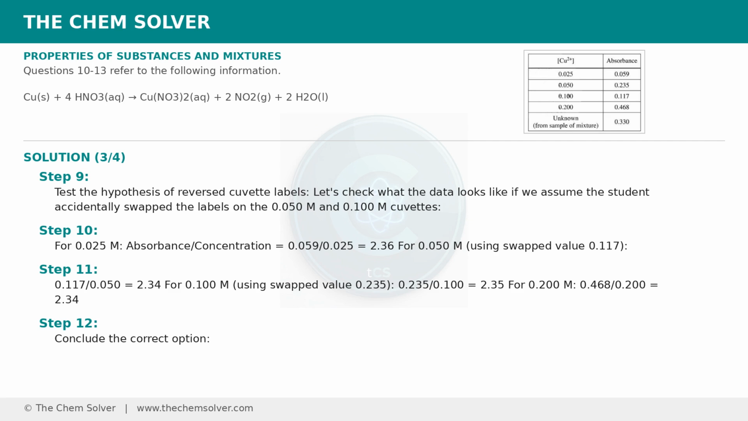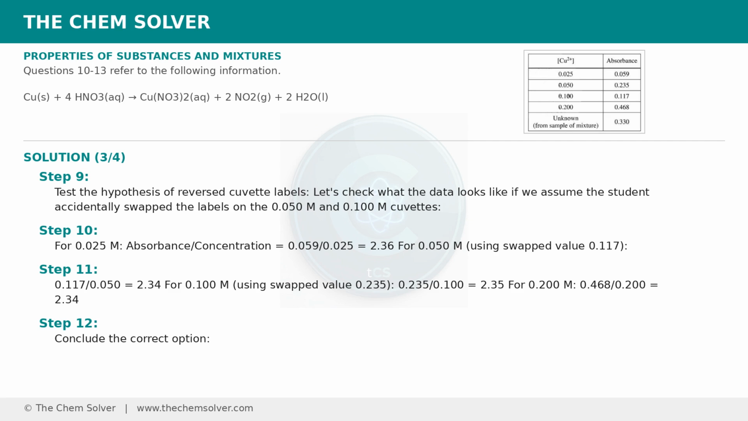For 0.100 molar, using the swapped value, 0.235 over 0.100 is equal to 2.35. For 0.200 molar, 0.468 over 0.200 is equal to 2.34.